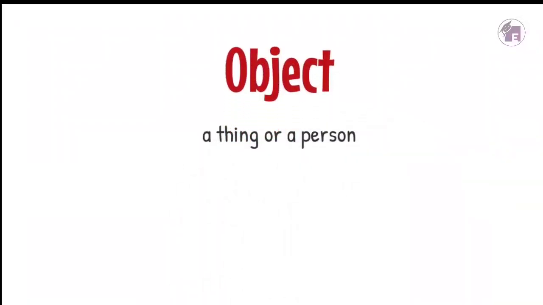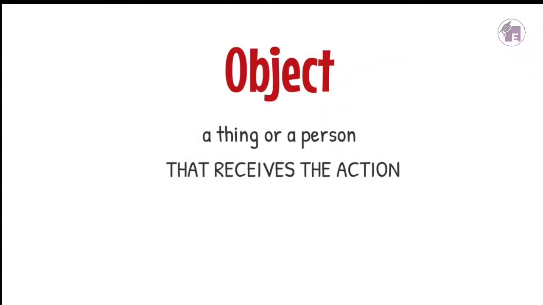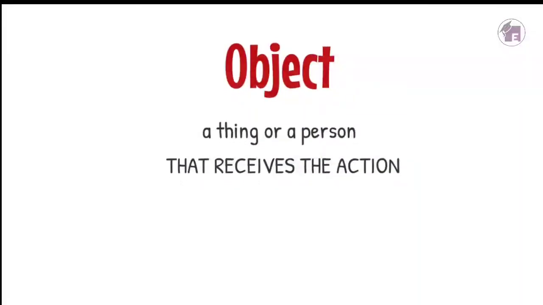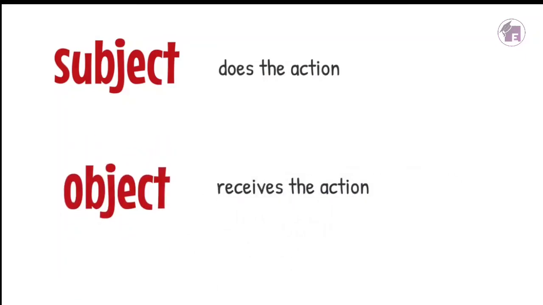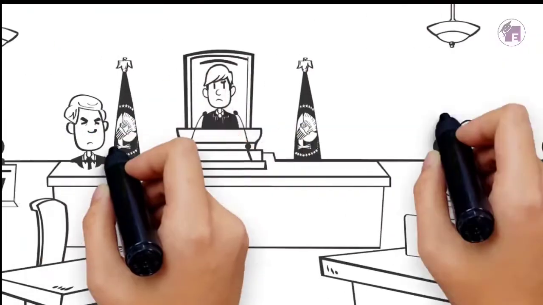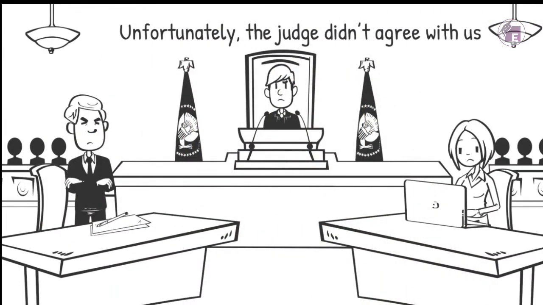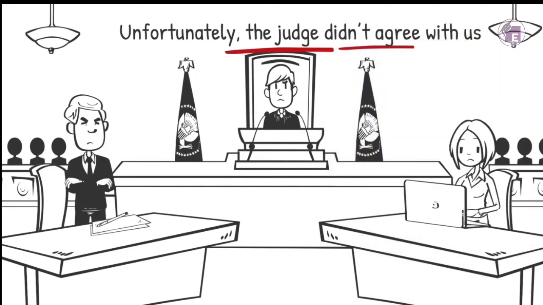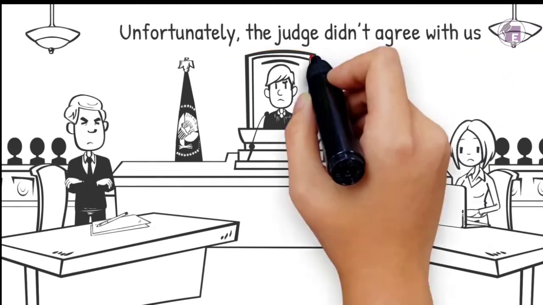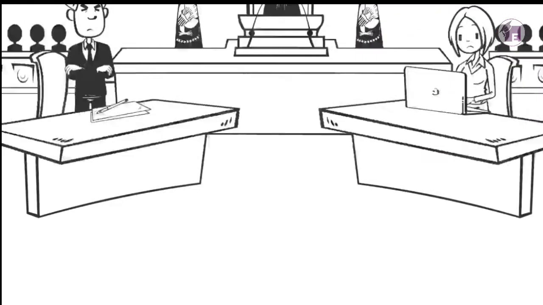Object is a thing or a person that receives the action. Subject does the action, and object receives the action. For example, unfortunately, the judge didn't agree with us. The noun judge is the subject. Didn't agree is the predicate. And us is the object. The action went from the subject to the object.